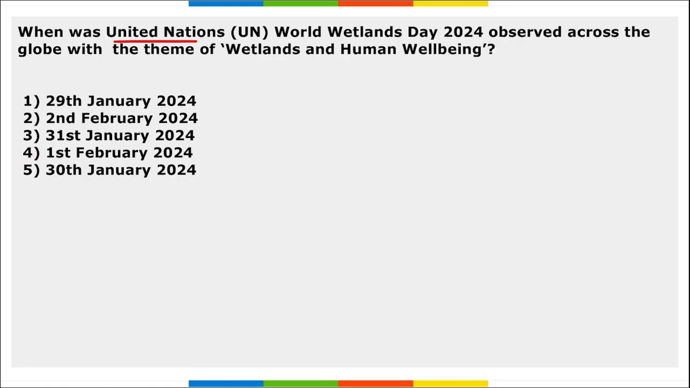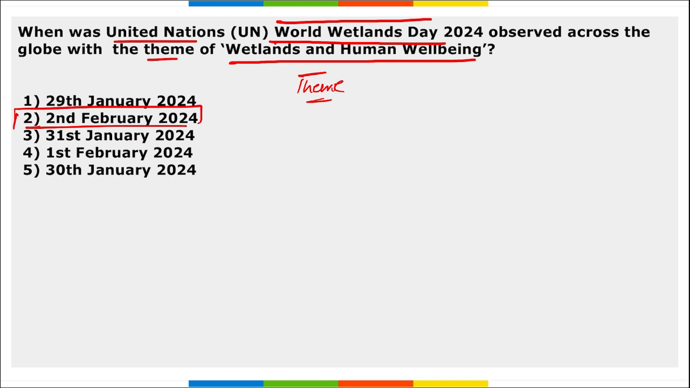Next, when was UN World Wetlands Day observed across the globe with the theme Wetlands and Human Well-being? This is the theme that you need to remember for UN World Wetlands Day, that is Wetlands and Human Well-being. The question asked here is, when do we observe this day? It is observed on 2nd Feb.